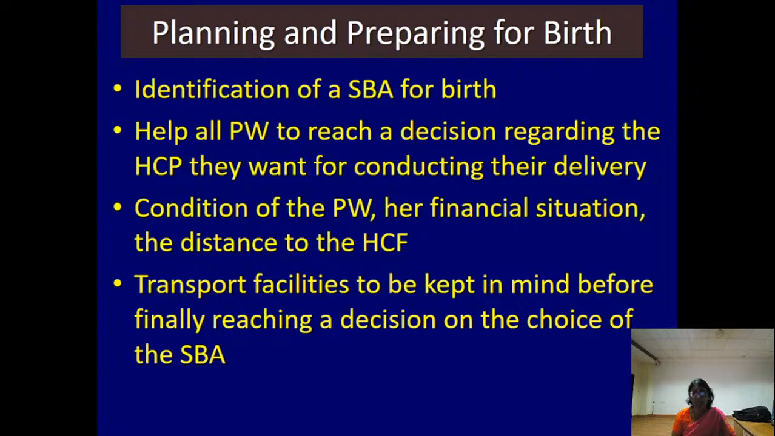The condition of the pregnant woman, her financial situation and the distance to a healthcare facility all have to be considered to plan a birth. Then the transport facilities. What transport facilities are available to that pregnant woman if she likes to come to the institution for delivery, and how far is it? Finally, she has to reach a decision. That is called planning and preparing for birth.